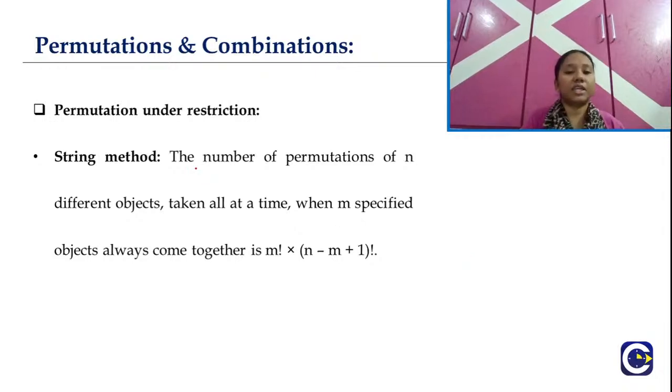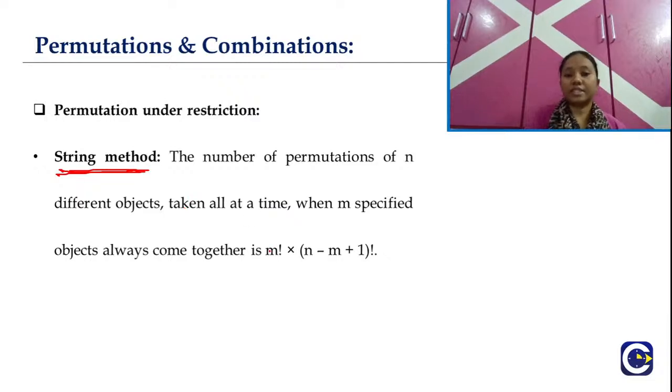So the next one here is the string method. The next permutation under restriction which we are talking about here is the string method, right? So let's discuss this string method. The number of permutations of n different objects taken all at a time when m specified objects always come together.